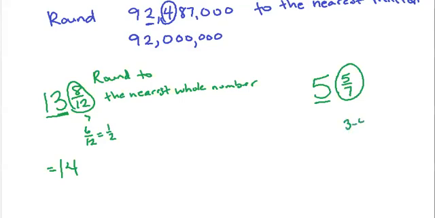So between 3 and 4 over 7 would be halfway. So actually it would be 3.5 over 7, though we don't typically use decimals in fractions. But if I know that 5 is bigger than 3.5, then I know that 5/7 is going to be bigger than a half. If it's greater, then it's going to make this round up. So my answer is going to be 6.